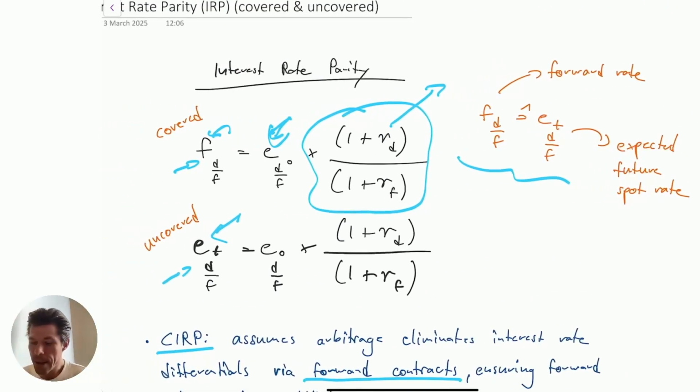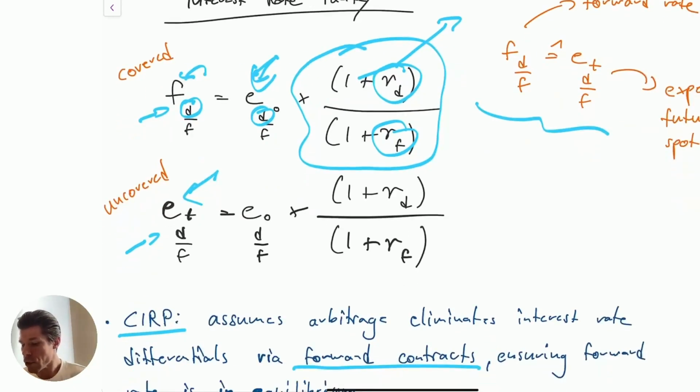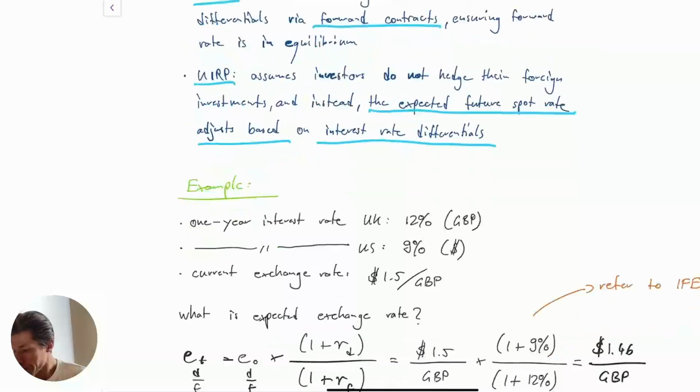Very important, D and F, again, domestic and foreign. It doesn't really matter if you talk about two countries that you are not part of, what is domestic and what is foreign. But it is important that you use it consistently. So whatever currency you use for D, you need to use your spot rate accordingly, and your interest rate for D needs to be in the numerator, and for the other country in the denominator. Just to ensure you are consistent.